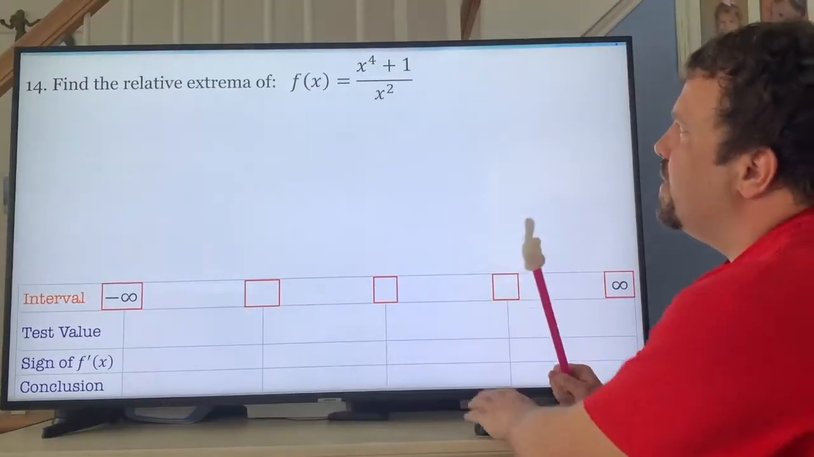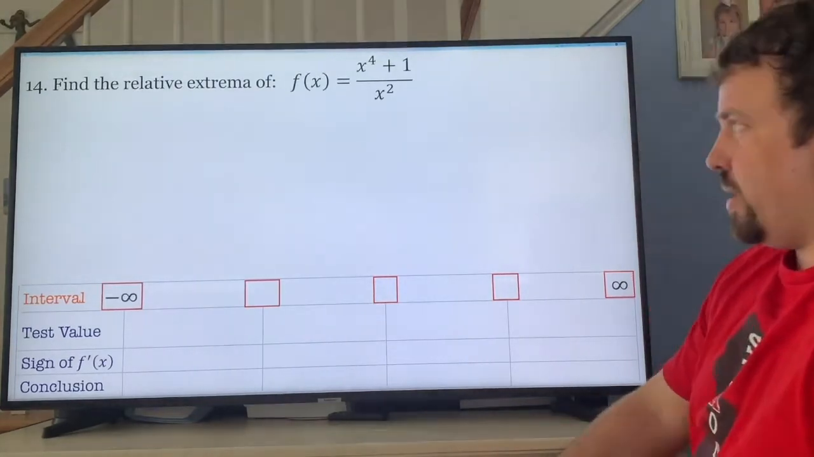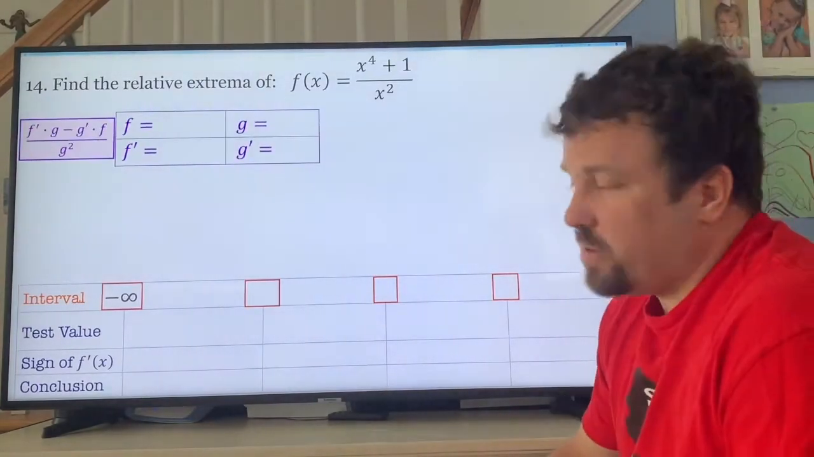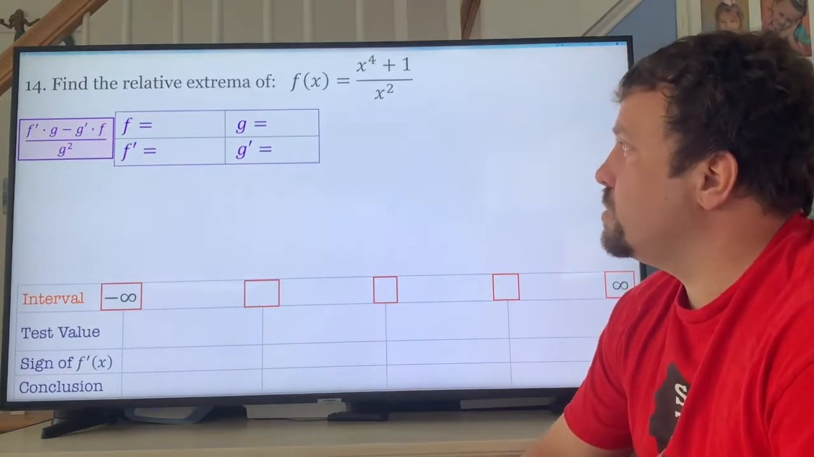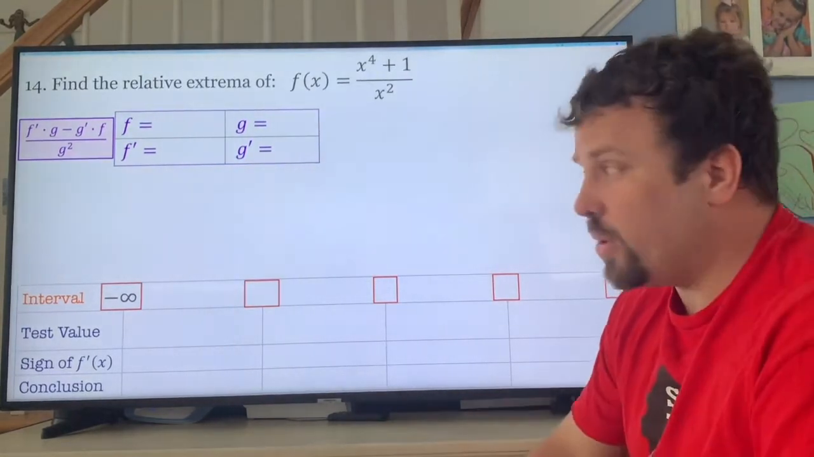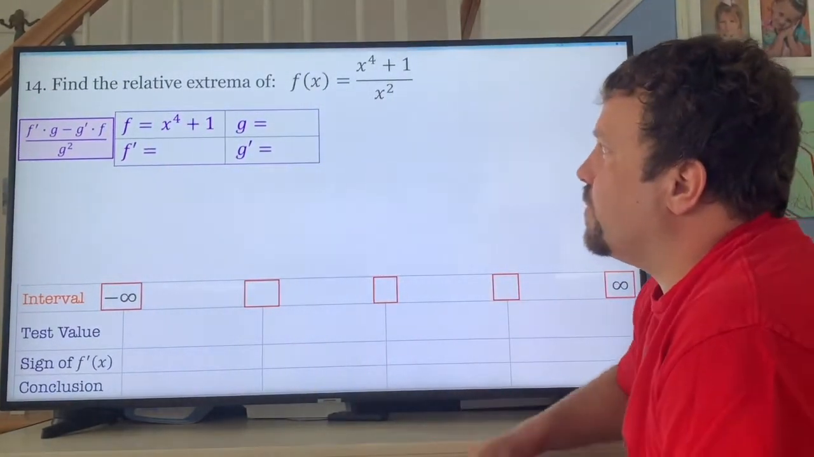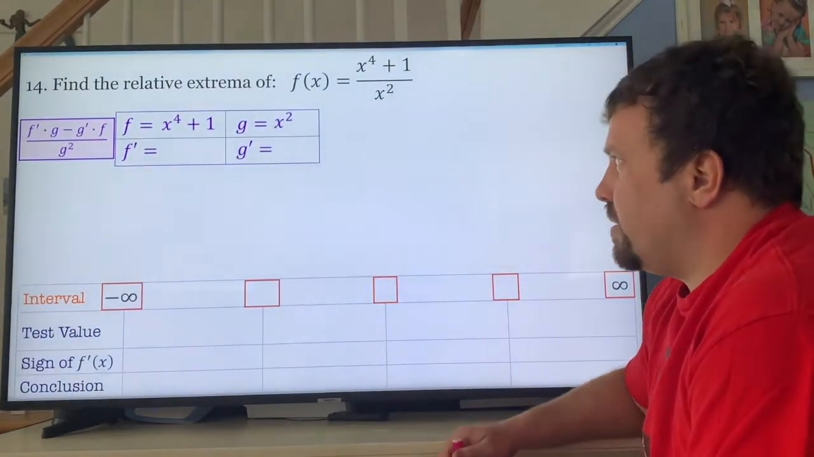Number 14. Find the relative extrema of x to the 4th plus 1 over x squared. So what you guys should have been doing here was you should have used your quotient rule. So I'll give you a little time to do that if you haven't done it yet. Once again, you hit the pause button to slow me down. F is your numerator, x to the 4th plus 1. G is your denominator, x squared.